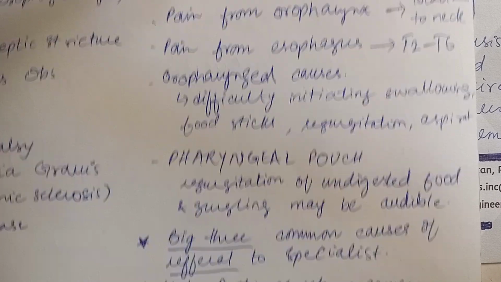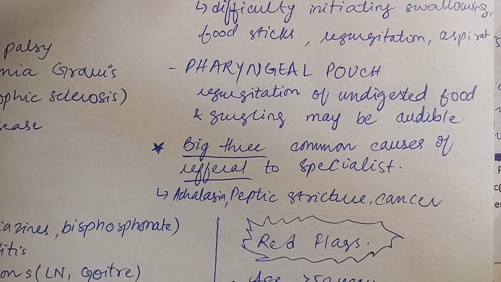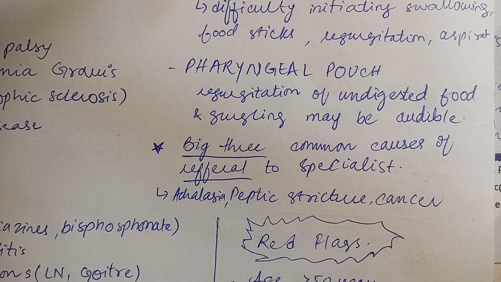The big three common causes of referral to a specialist are achalasia, peptic stricture, and cancer. These are the three big common causes when we have to refer the patient to a specialist. Thank you.